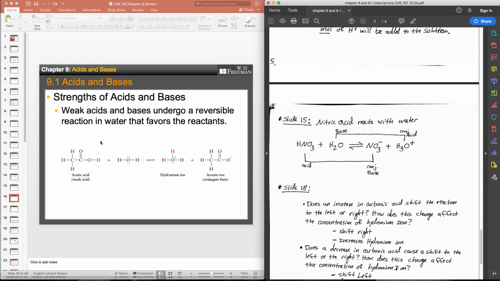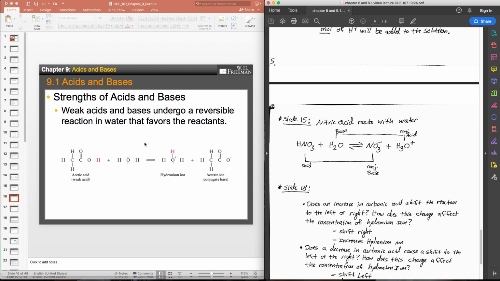So, strengths of acids and bases. Weak acids and bases undergo reversible reactions with water that favor the reactants. So it means that they will not always dissociate. Some of them will, but not all of them, okay? So acetic acid is a weak acid. We have this carboxylic acid. A carboxylic acid is usually a weak acid, regardless of what it is attached to. Sometimes it can be strong, but it's usually a weak acid.